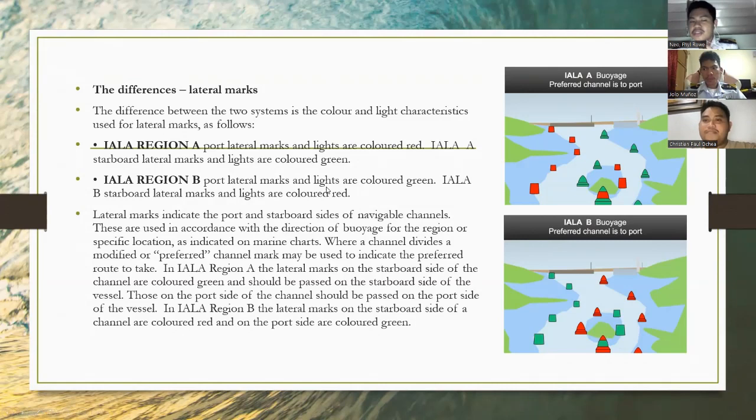These are used in accordance with the direction of voyage for the region or specific location, as indicated on marked charts. Where a channel divides, a modified or preferred channel mark may be used to indicate the preferred route to take. In IALA Region A, the lateral marks on the starboard side of the channel are colored green and should be passed on the starboard side of the vessel. Those on the port side should be passed on the port side of the vessel. In Region B, the lateral marks on the starboard side are colored red and the opposite, port side, are colored green.